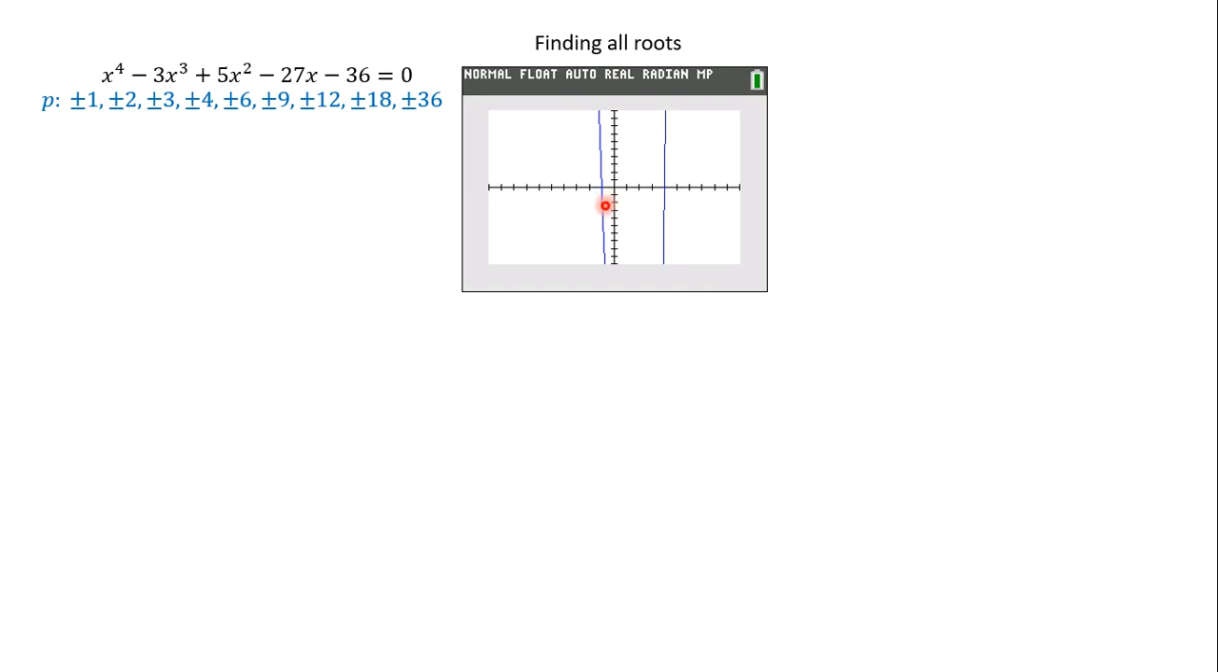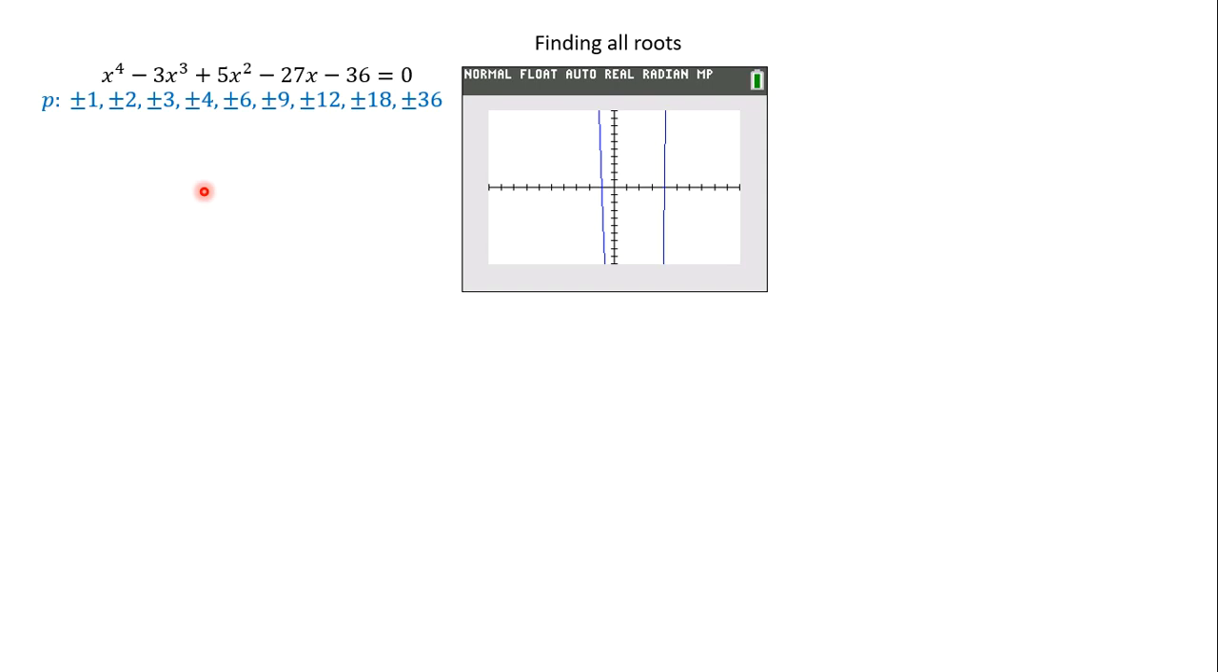Looking at this, it looks like it hits -1. Is that one of my possible roots? Yes, it is. I'm going to guess -1. It also looks like it hits 4. Hey, that's another one of my possible roots. Let's guess 4 as well. Once we have those two, that'll take it down to a quadratic, and we can do something else with it.